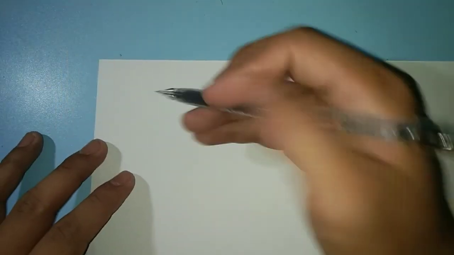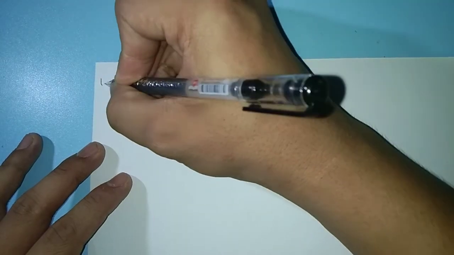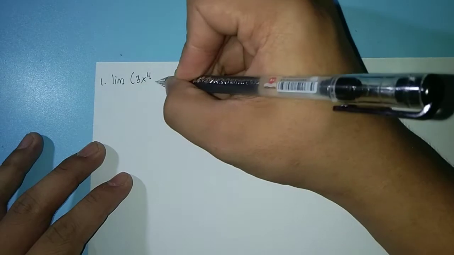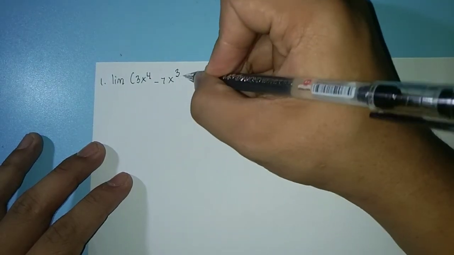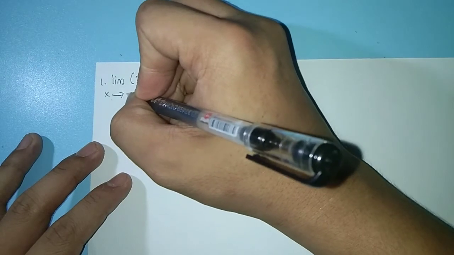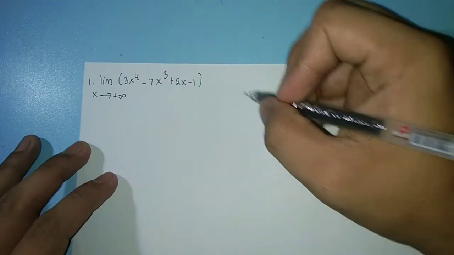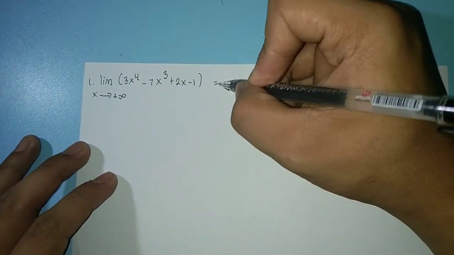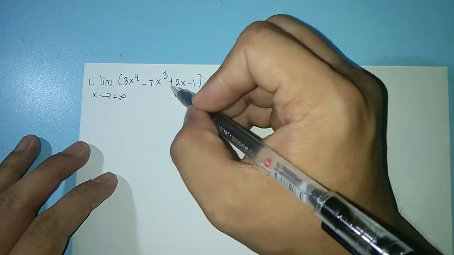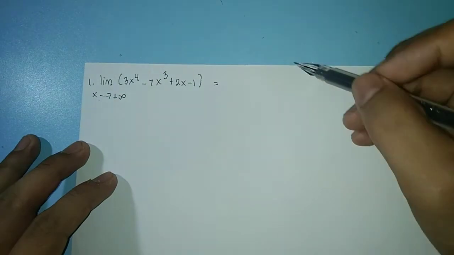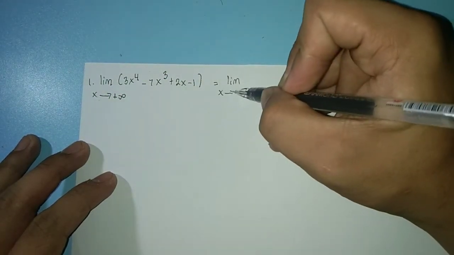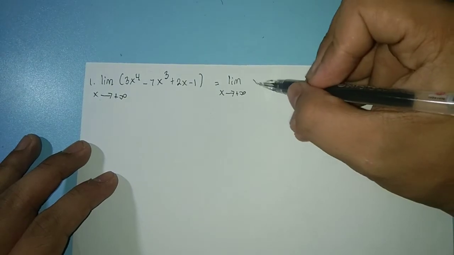Okay, so for example, number 1, so kunin natin yung limit ng 3x raised to 4 minus 7x cubed plus 2x minus 1 as x approaches positive infinity. So this will be equal to, ilabas muna natin yung x raised to 4. Okay, yung may pinakamalaking exponent ang ilalabas na natin dito. So ano yung mangyayari? So this will be equal to limit as x approaches positive infinity, x raised to 4.